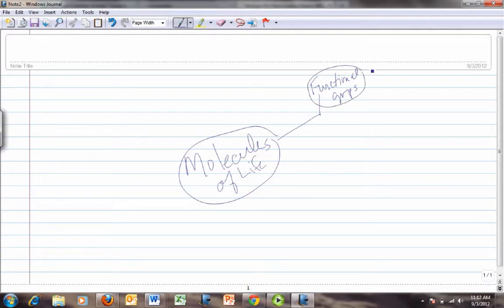And we want to make sure that we know that the functional groups are what are involved in the behavior of the molecule. That's a really key piece. They also act as an ID tag, and that tells us what type of molecule it actually is.